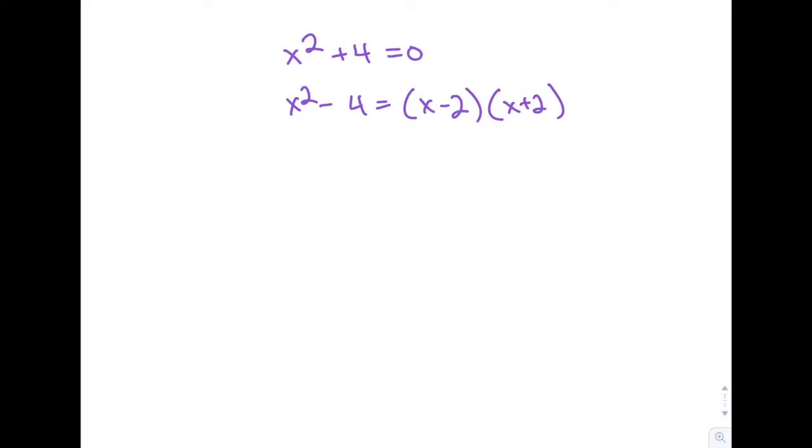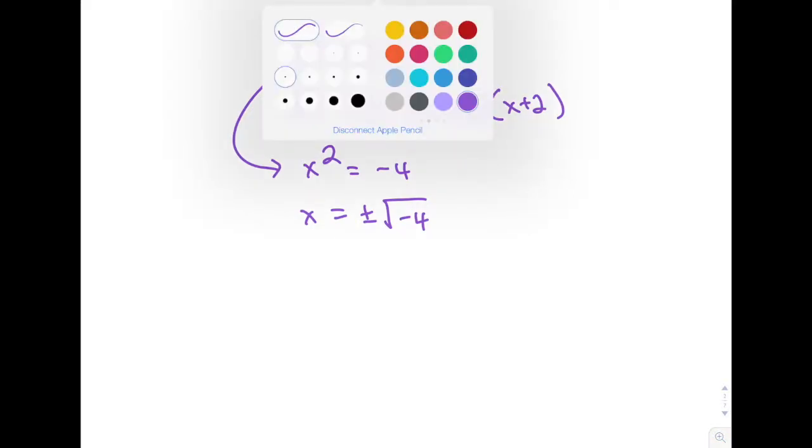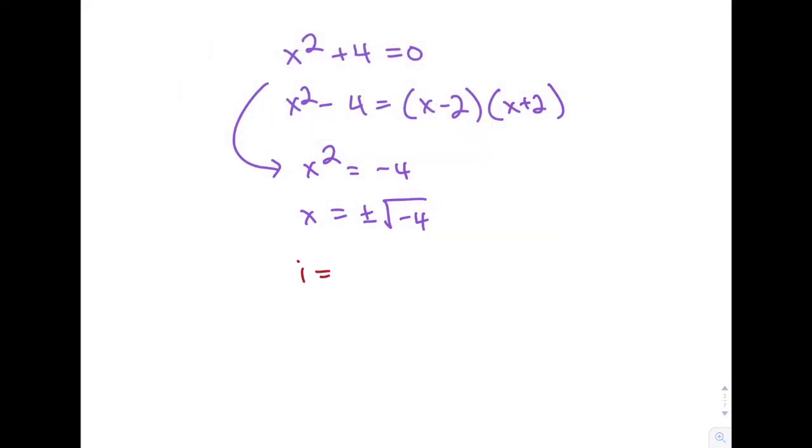But when we have this x squared plus 4, we end up with x squared equals negative 4, and then x equals plus or minus the square root of negative 4. But we don't know how to do that. So now we introduce a special number called i, which is defined as the square root of negative 1.